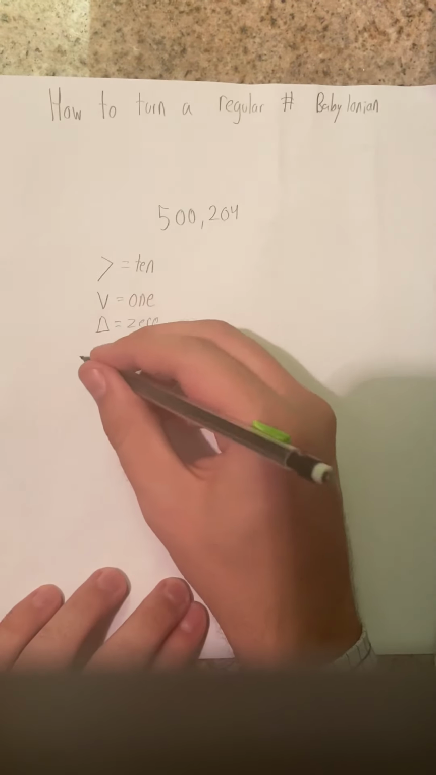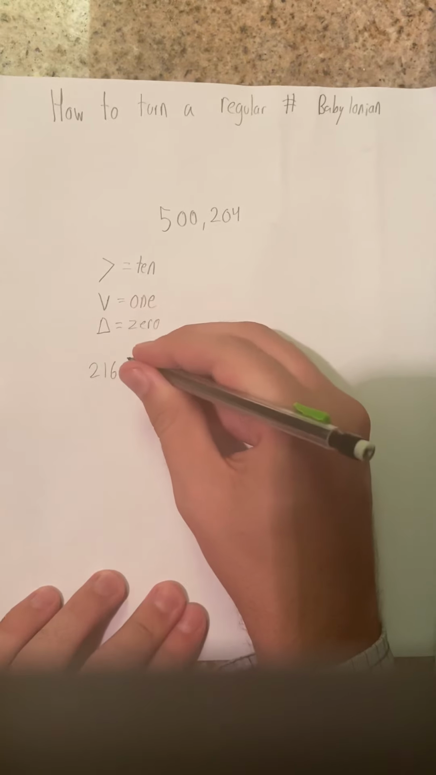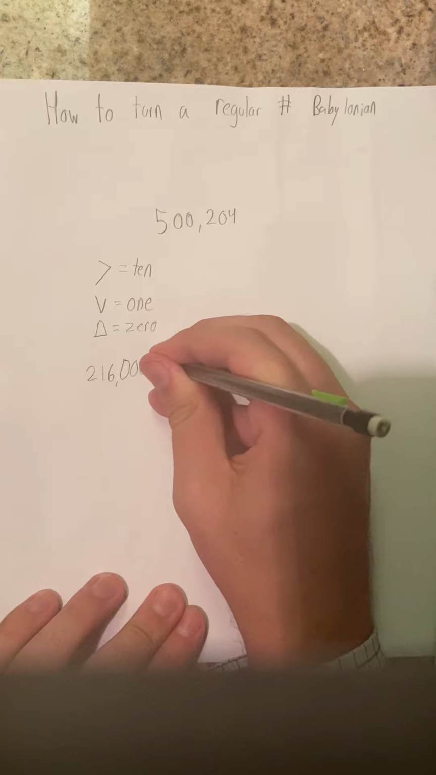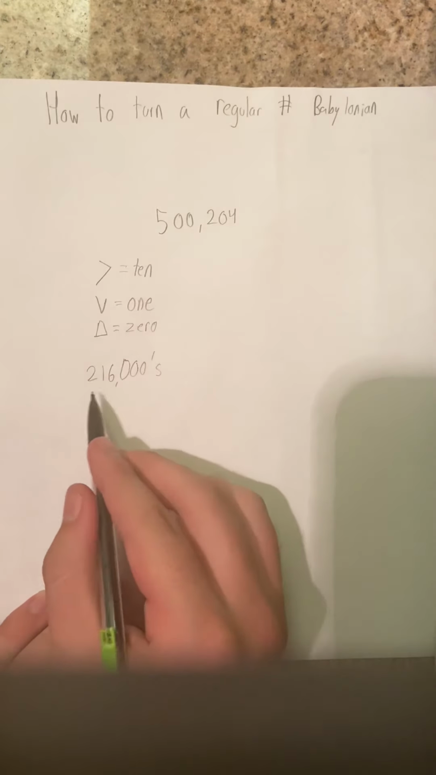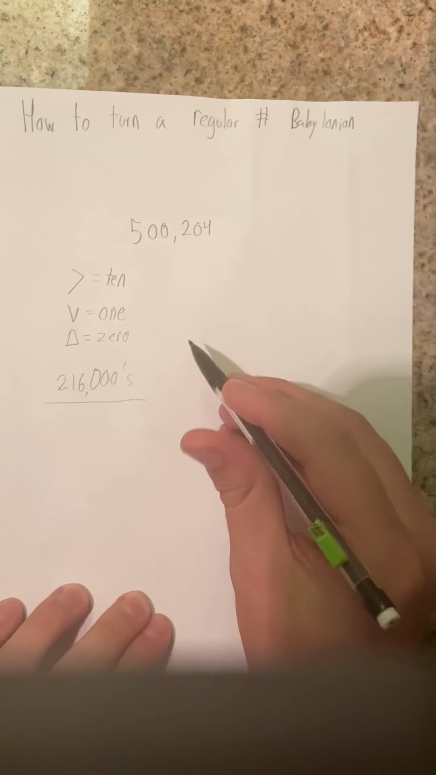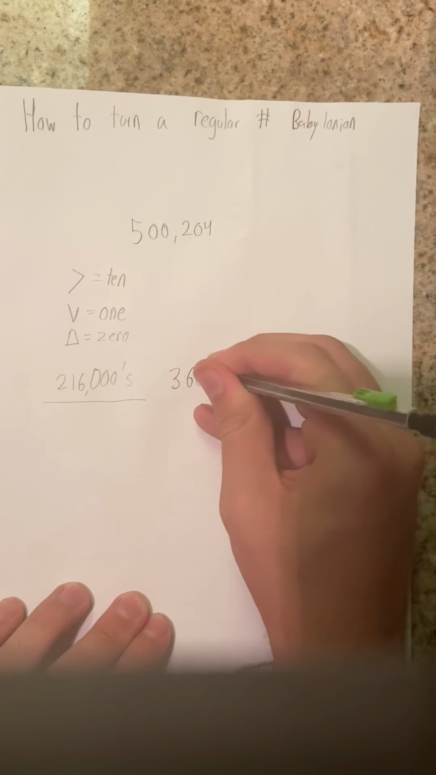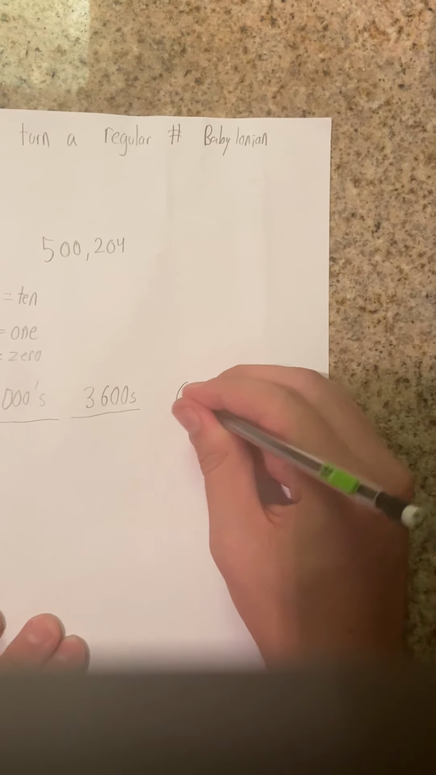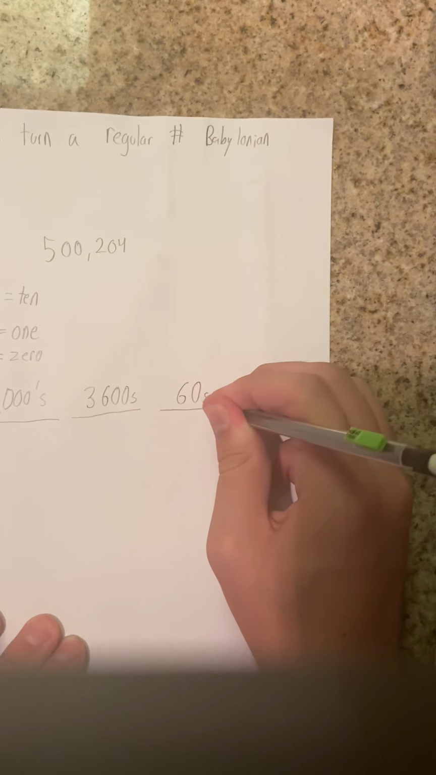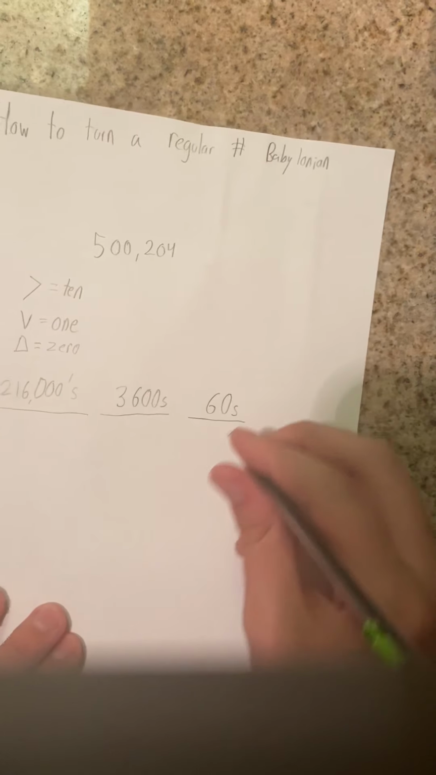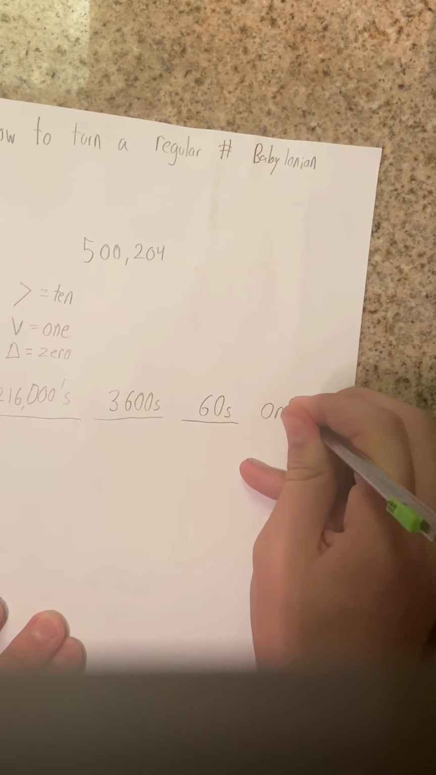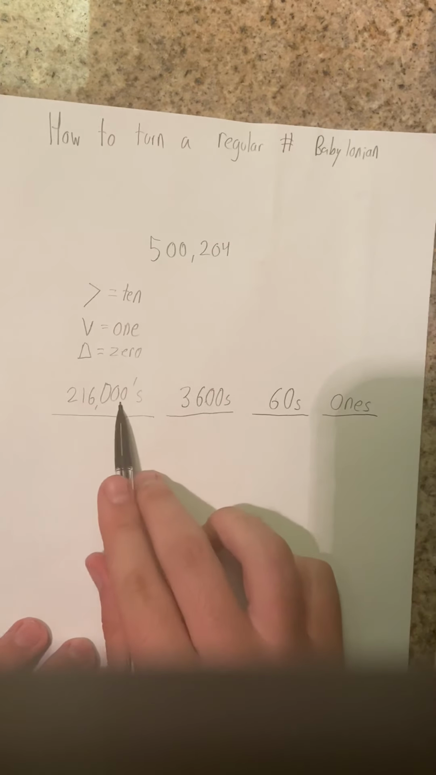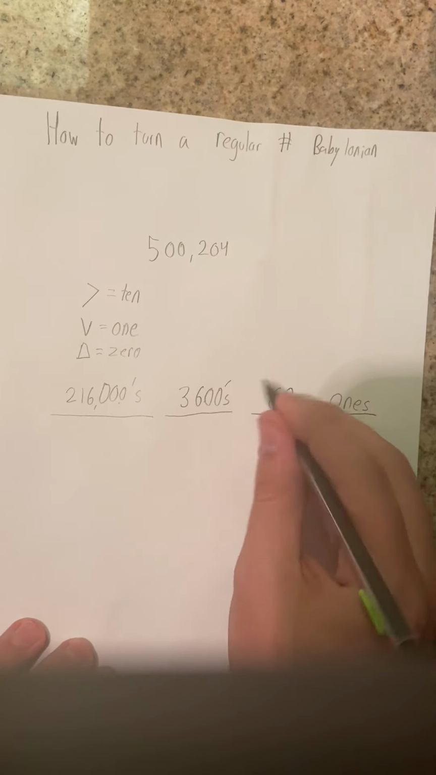So, the first place value that's going to be relevant to this problem is the 216 thousandths place. Then we have the 3600ths place. We have the 60s place. And we have the ones place. Now, how did I get these crazy numbers as the other place values?